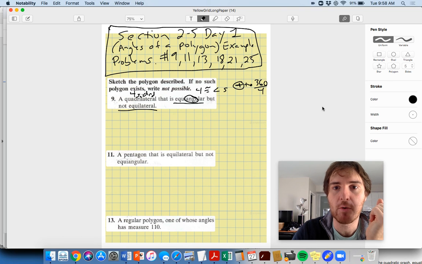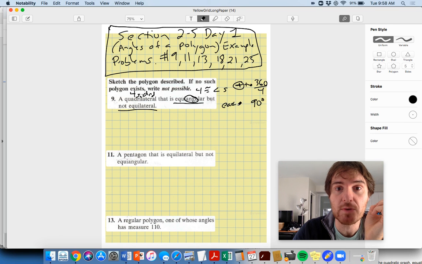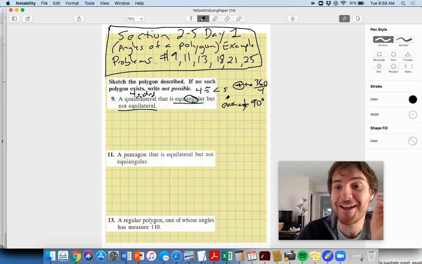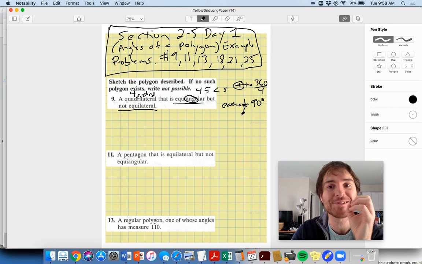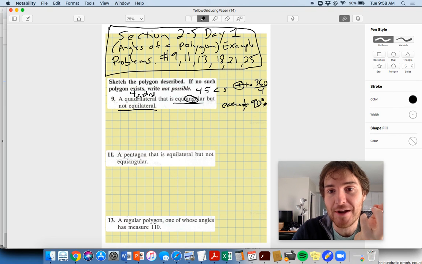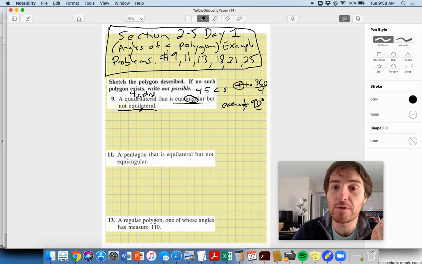I divide that by 4 to figure out what each angle measures. So 360 divided by 4. 36 divided by 4 is 9, so that's got to be 90 degrees. So each angle is 90 degrees, and you may know this from elementary school or preschool. Each angle is a right angle, which is 90 degrees. That's a right angle right there. Each angle is a right angle, but we're not equilateral.